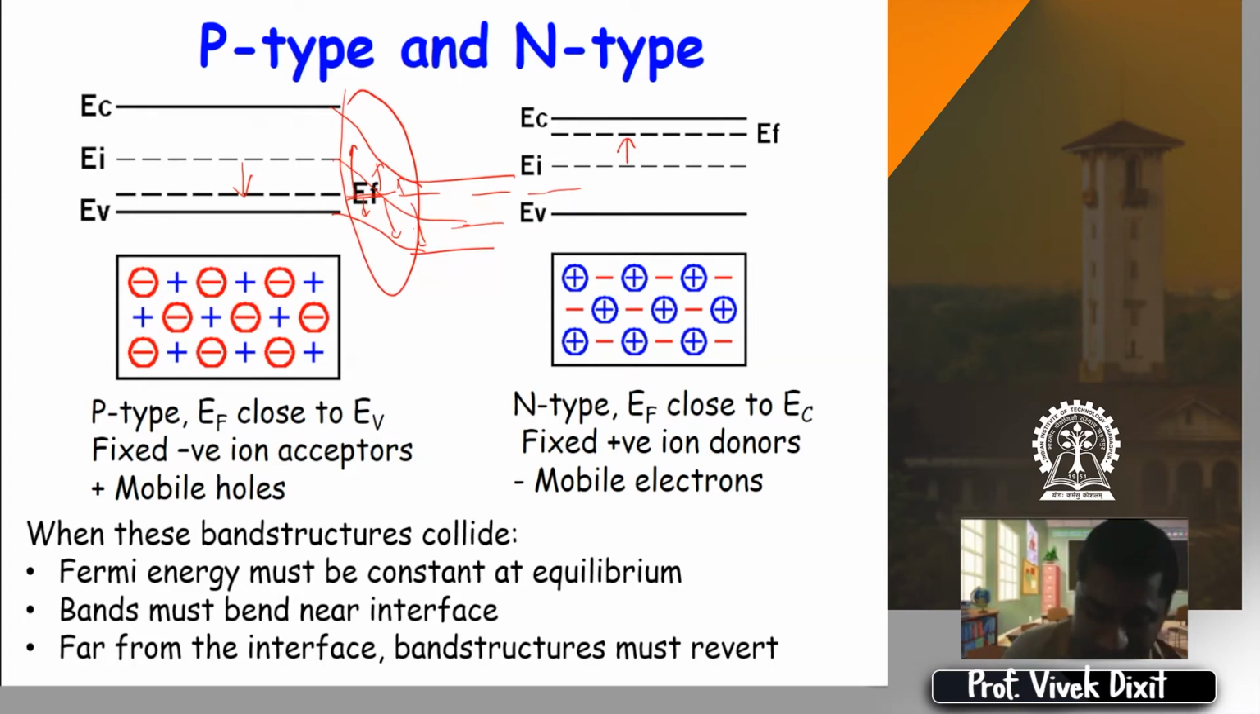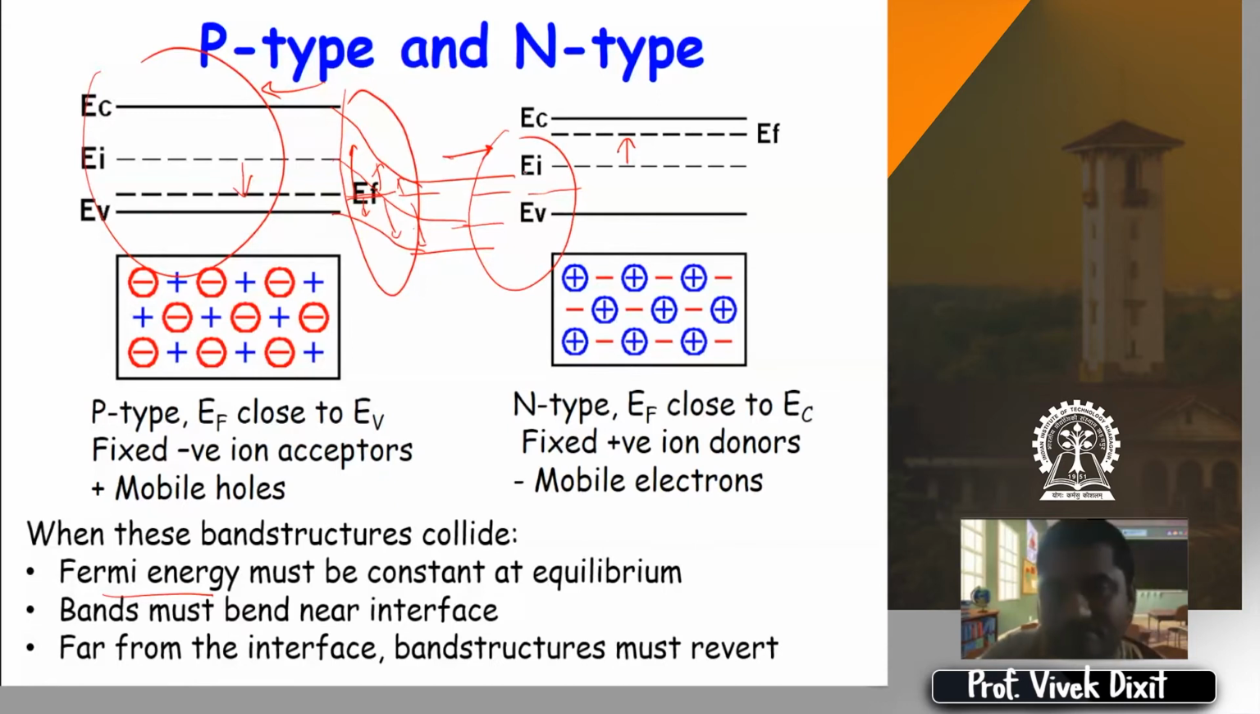So you can summarize basically the Fermi level must be constant at equilibrium, bands will bend, and of course if you move away from this junction, these bands will retain their original shape, right? So this will be normal p type and normal n type, right? So what is happening basically, these carriers, the mobile carriers, are jumping across the metallurgical junction, right?